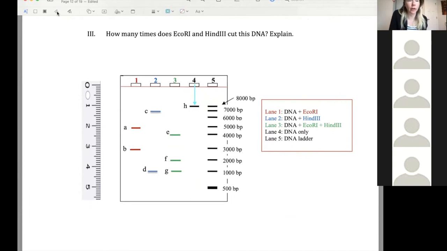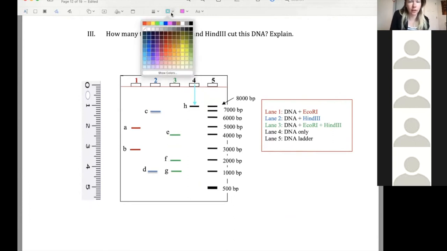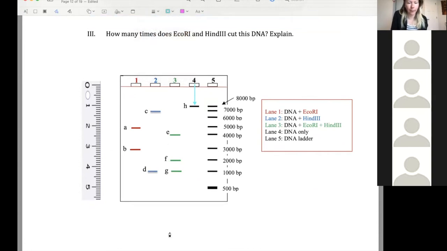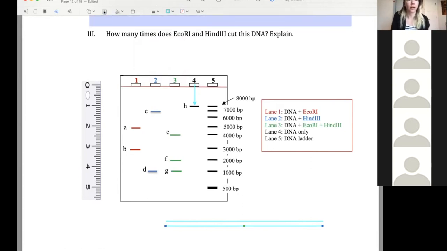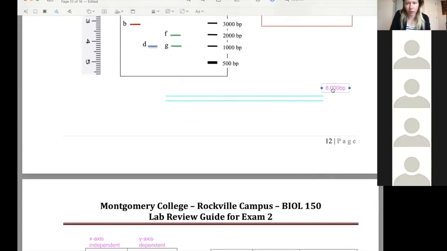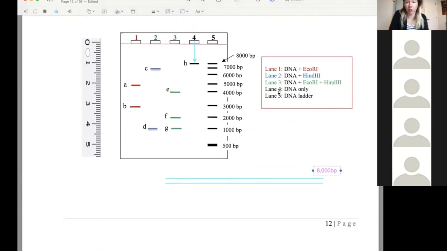So again, we can draw this out to make it easier to visualize. Let's say this is our double-stranded DNA. It hasn't been cut, it's just DNA only, no restriction enzymes, and it's 8,000 base pairs long.